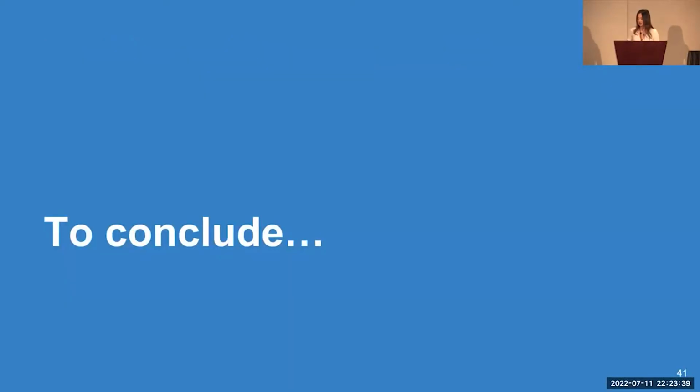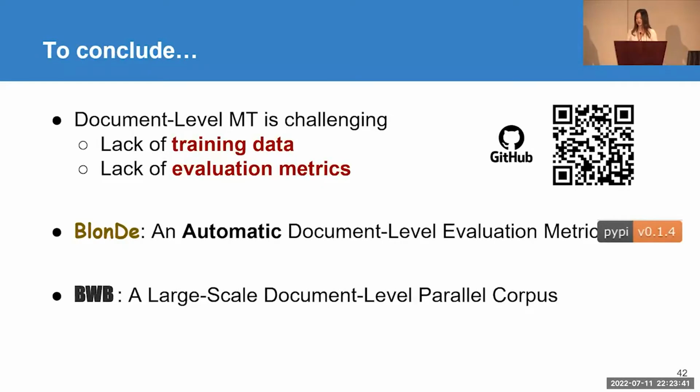So to conclude, document level machine translation is very challenging because of the lack of training data and the lack of evaluation metrics. In this work, we propose BlonDe, an automatic evaluation metric for document level machine translation. We also constructed a large scale document level parallel corpus called BWB. Both the metric and corpus are publicly available in our GitHub repo. And the BlonDe package is also available on PyPI, in exactly the same style as SacreBLEU, so it should be super easy to use.